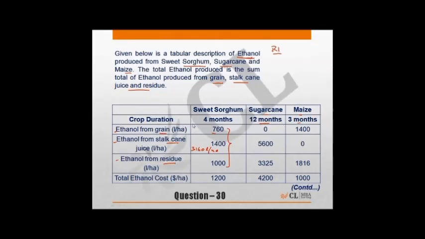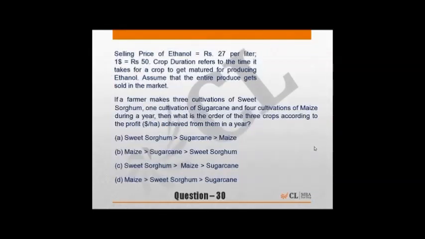So, crop duration of sugarcane is 12 months, which means only one crop per year. The crop duration for sweet sorghum is 4 months, so it will give me 3 crops per year. So, the total would be 3 into 3160. Here it is 1 into this much, and maize is 3 months, so it will give me 4 crops per year. So, it should be this total into 4 is the total amount of ethanol which I can produce in a particular year. Let's go further.